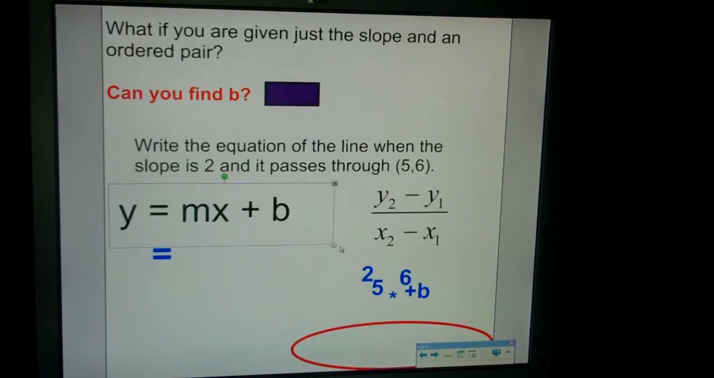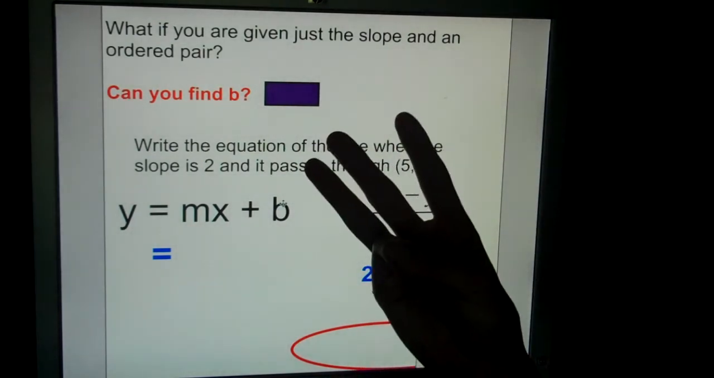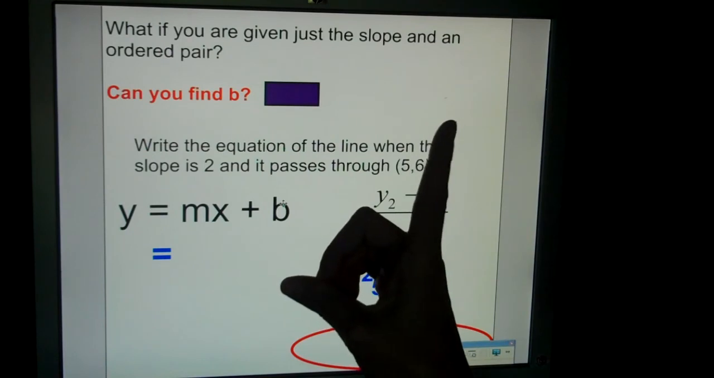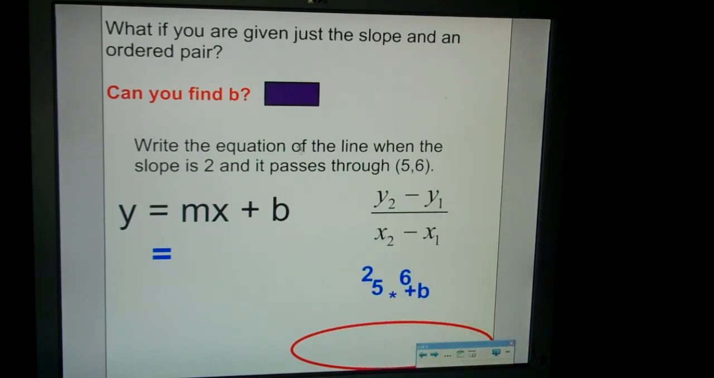Okay, here we go. This is where we get into the meat of it. What if you're given just the slope and an ordered pair? Could you find b? If I know m and I know an ordered pair, would I be able to find just b? Recall back to literal equations. If in a literal equation there were 4 variables, I better have had how many pieces of information? I better have had 3 pieces of information because I can only solve for 1 variable. The same holds true here.